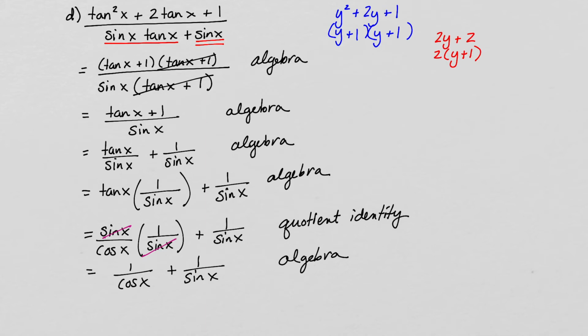But now finally I'm at a point where I can make this look a little nicer. 1 over cosine x is just secant x. And 1 over sine x is cosecant of x. And these are the reciprocal identities. So we're just left with secant x plus cosecant x. Questions?